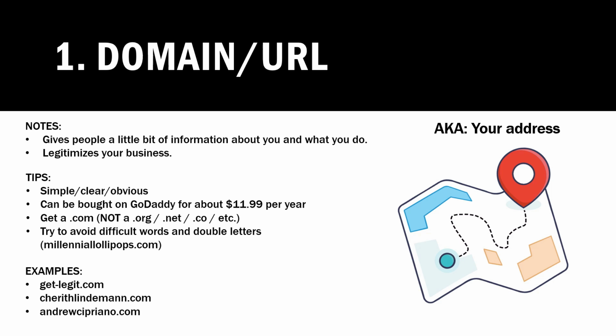You can buy a domain on GoDaddy usually for about $12 a year if it's available. And you want to get a .com. You don't want to get a .org, a .net, a .co, etc. because the .com is what people are familiar with. That's what you want to use as a business owner. Also, try to avoid difficult words and double letters. The example I like to use is millenniallollipops.com. That's really confusing to type for a couple reasons, and you really want to make it easy for people to find you. Some examples of domains are getlegit.com, sherithlindeman.com, and andrewcipriano.com.